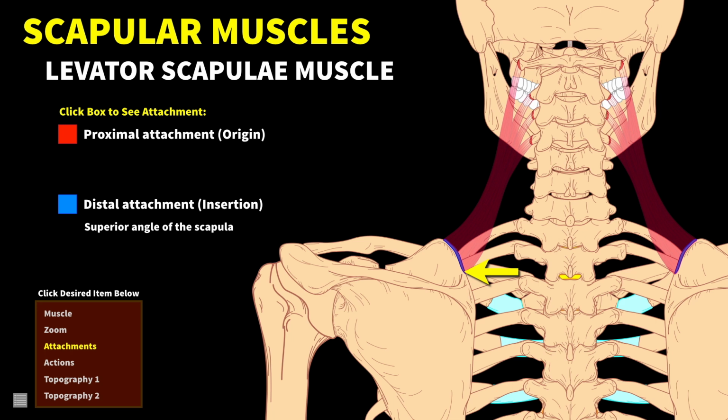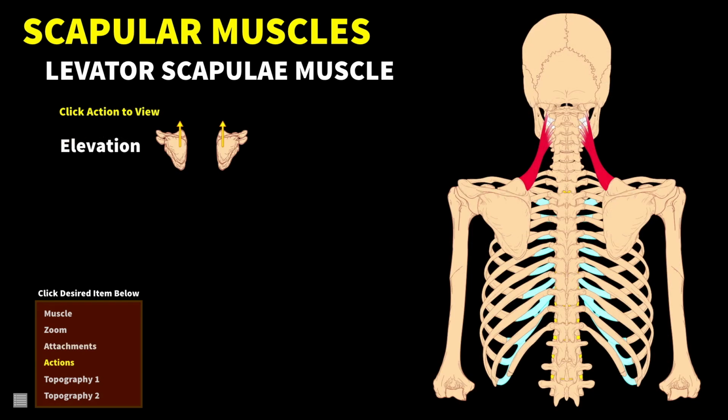Knowing the attachments, visualize the muscle shortening and describe what action the muscle will produce. Remember, this should not be difficult because the name already informed you of what the muscle does when it contracts.